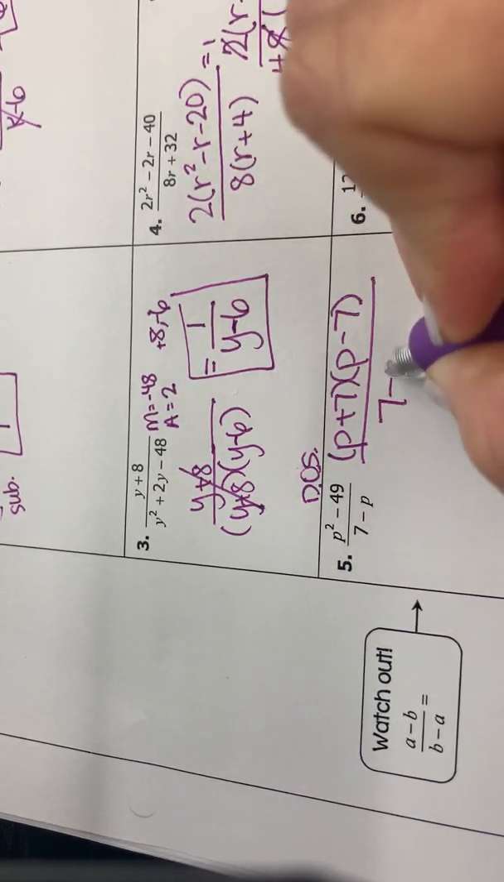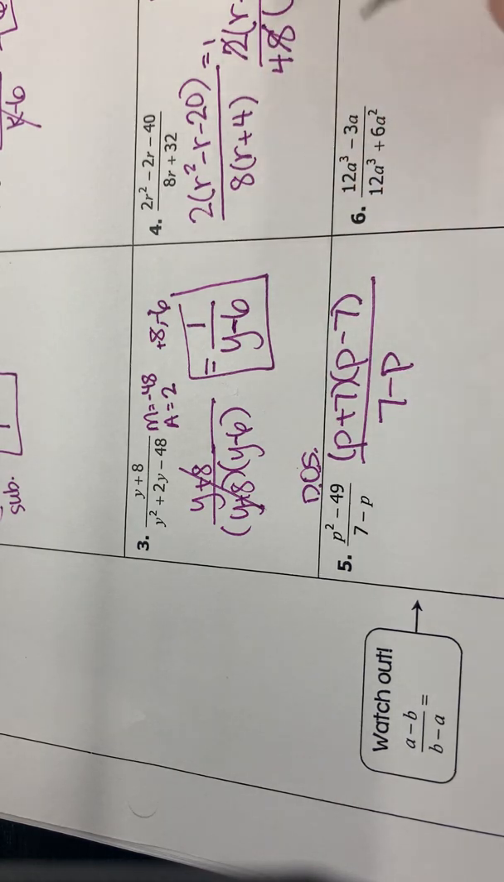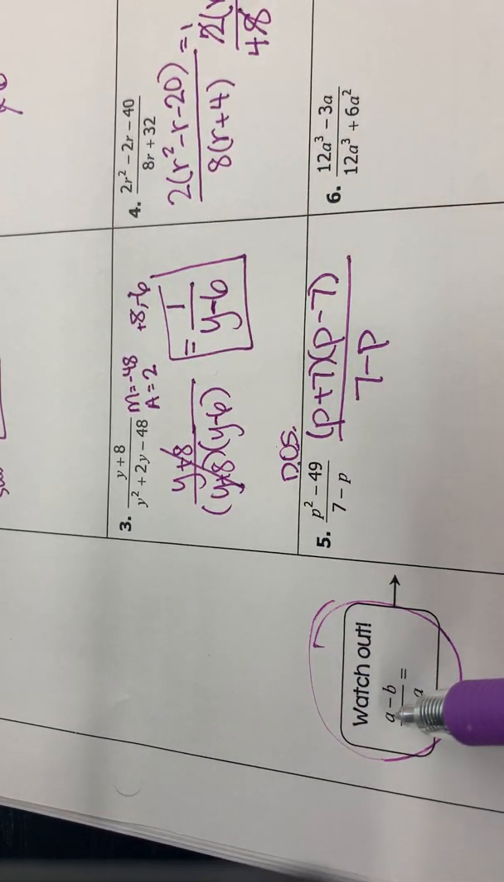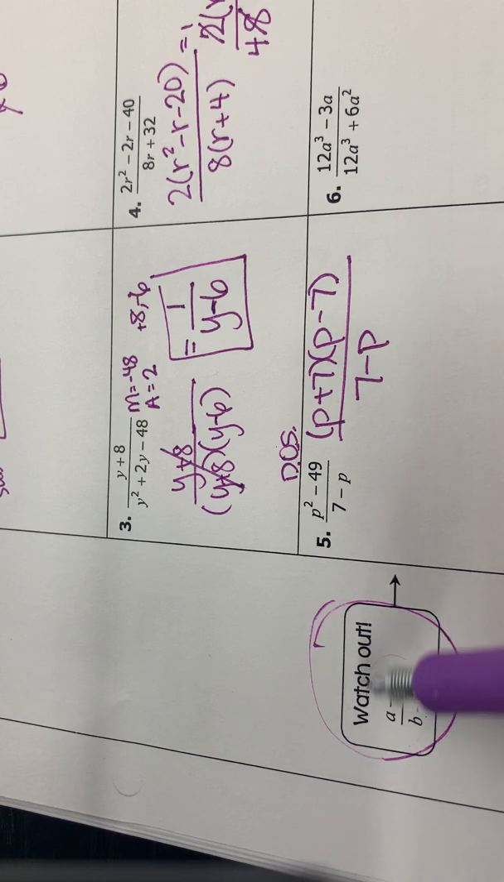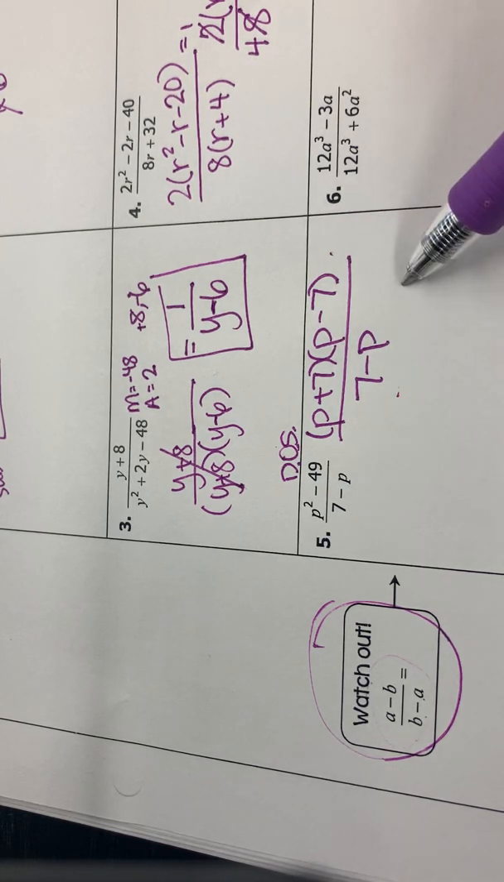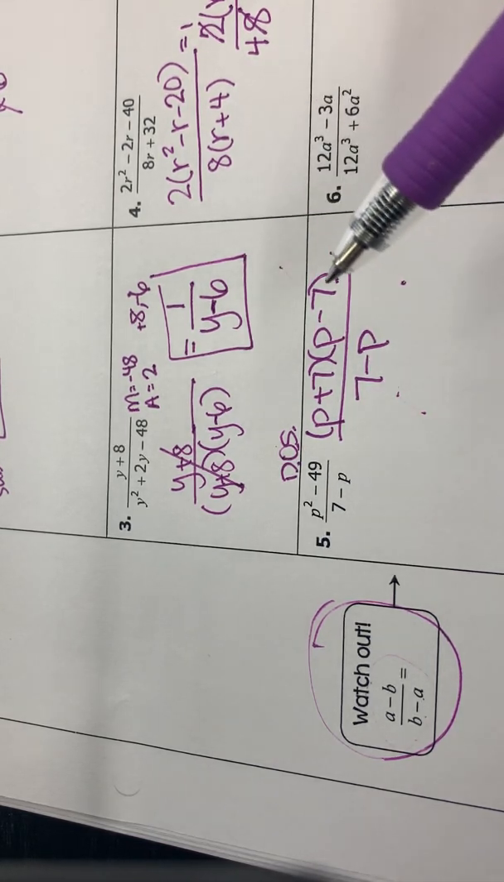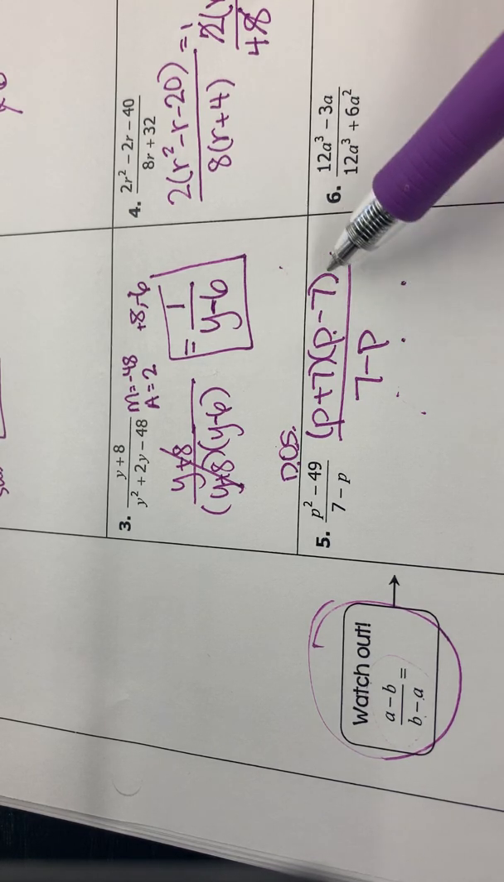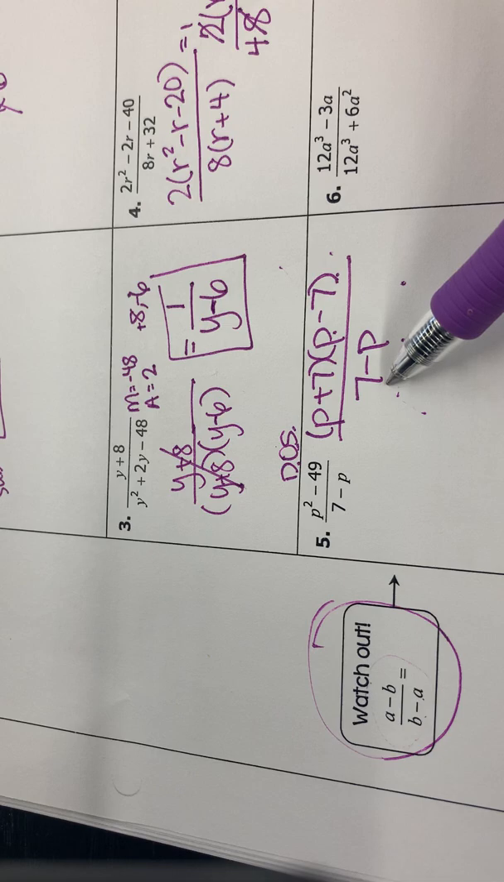Now, the bottom does not. It is what it is. This says, watch out. So if you notice, it says a minus b and b minus a, okay? Anytime you get that, because it's really close. If you notice here, we got p minus 7 and 7 minus p. Well, some people just want to cancel those out, but they're not the exact same. This p's positive, that one's negative, that 7's negative, this 7's positive.